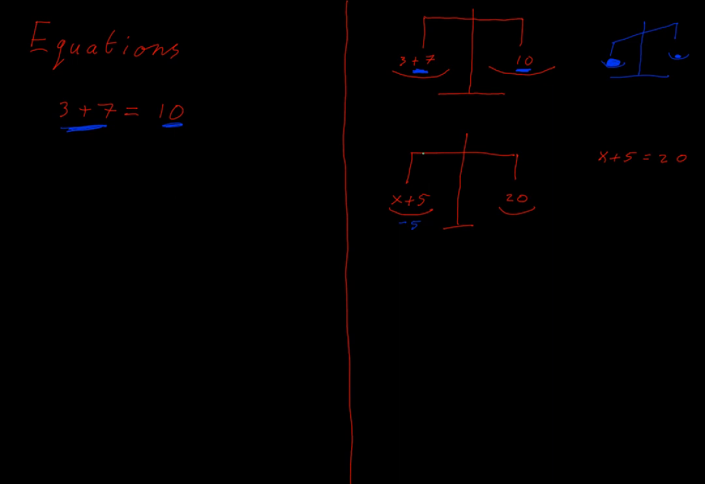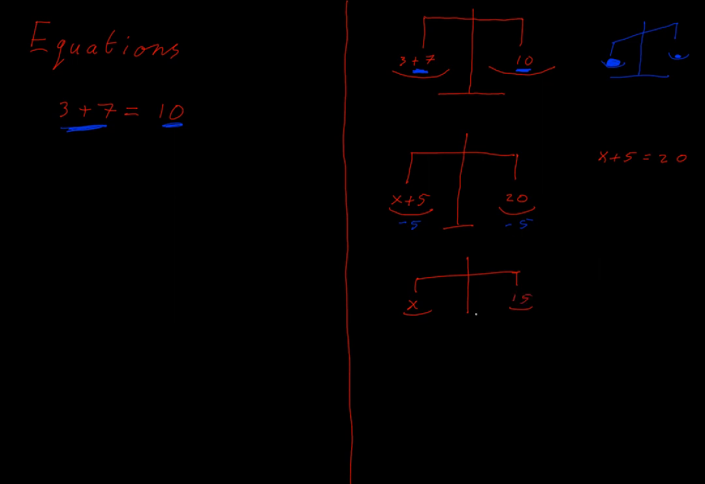So to keep everything balanced, I have to take 5 kilograms off of my right hand side. And when I do that, I'm going to be left with X is equal to 20 minus 5. So on this side, I've removed 5 kilograms, so I'm left with X. And on this side, I have 20 minus 5 is 15.